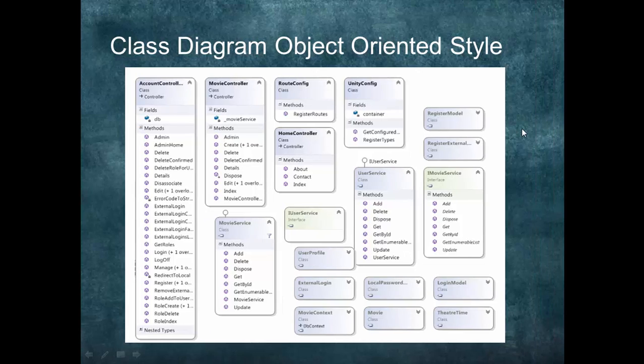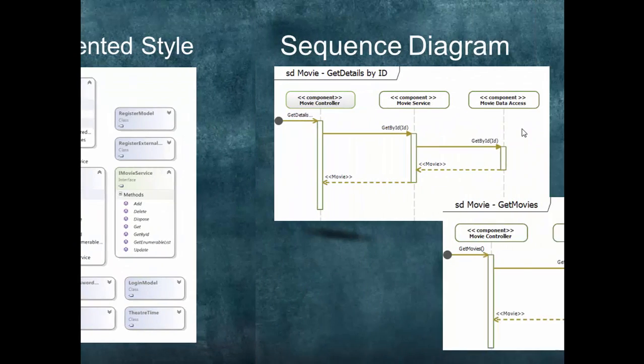Here's the class diagram for the object-oriented style. This shows that we have this account, which is synonymous with user, as well as a movie controller. That's the UI of the application. Below that is the service layer, and below that is the data access layer. And this shows the various methods in those different layers or tiers that support the application.